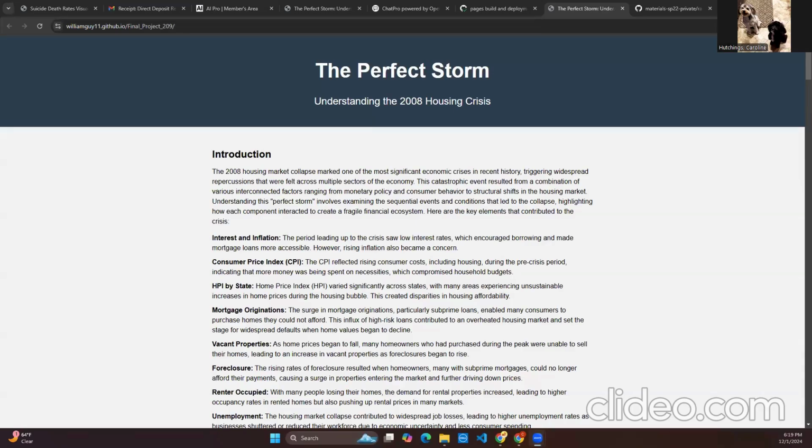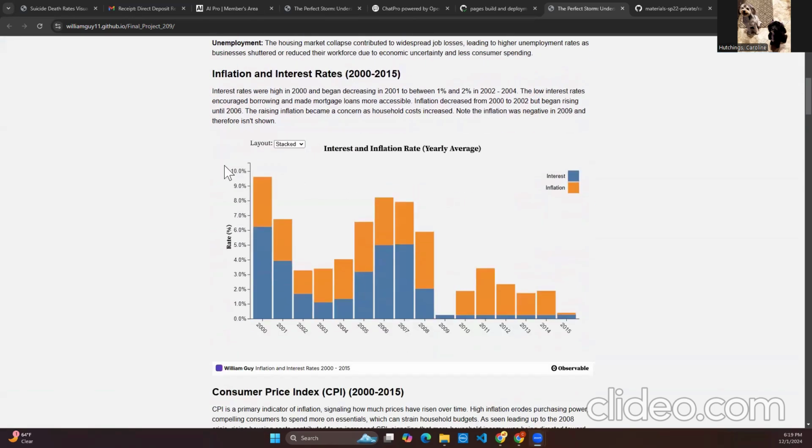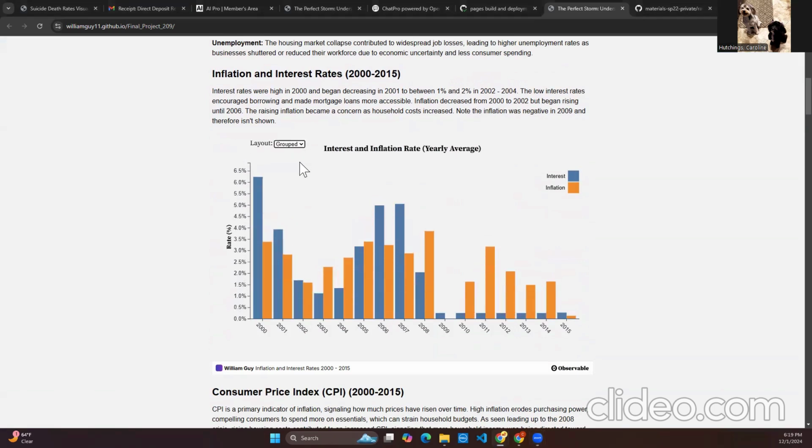The perfect storm. We're going to look at the 2008 housing crisis. The motivation for this project is understanding the history behind the current shortage of affordable housing. When we look at inflation and interest, we can see that as inflation increases, interest decreases, and vice versa.